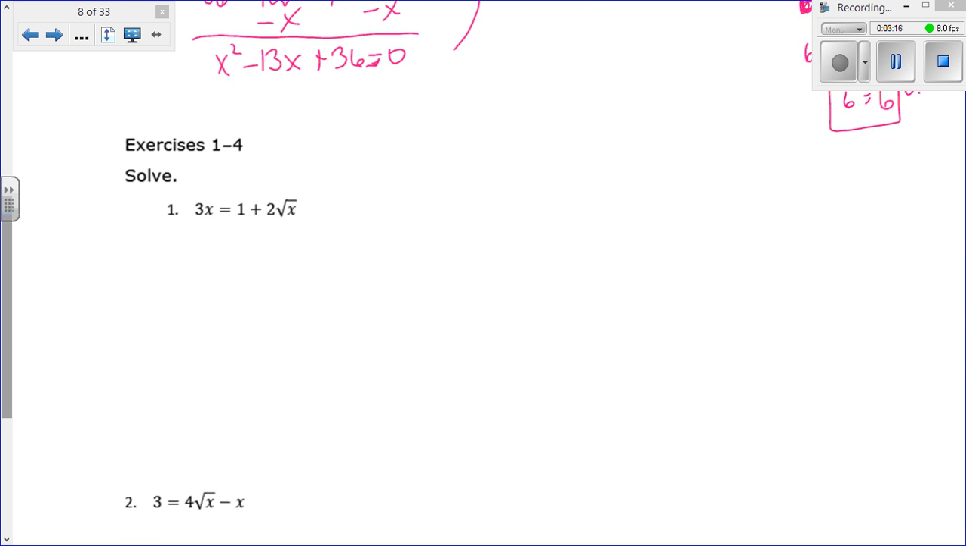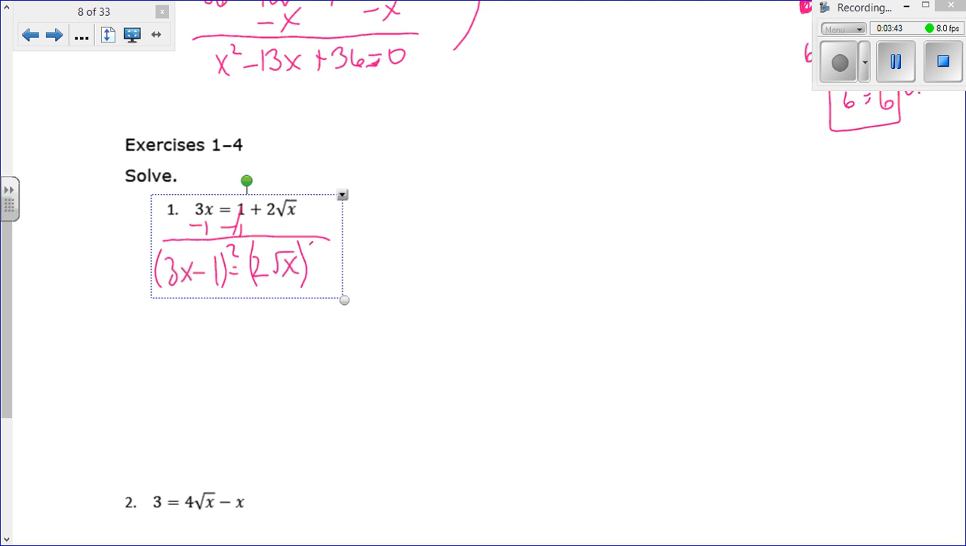Then exercises 1 through 4, solve. Okay, we have to get the radical alone. So I'm going to subtract 1. And I'll have 3x minus 1 equals 2 radical x. I consider 2 radical x to be alone because there's no plus or minus sign between the number and the radical. So I'm going to square both sides.